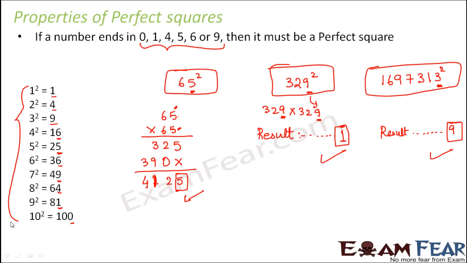So the final result that we get by squaring any big number is decided by the units place of both the numbers. Like I told you here, in 65, 5 decides what would be the units digit in the perfect square. Similarly, here 9 decides what would be the units digit in the final result. Therefore, all perfect squares will have 0, 1, 4, 5, 6 or 9 in the units place.